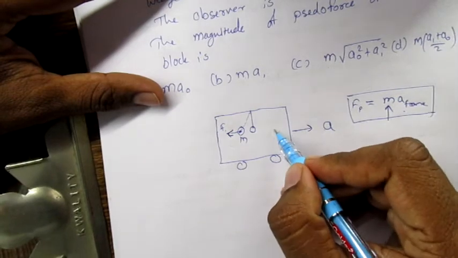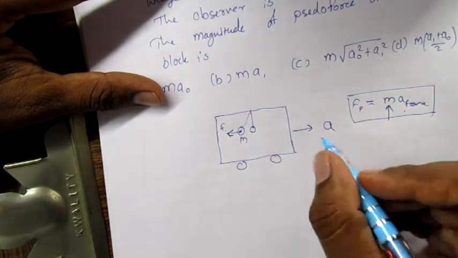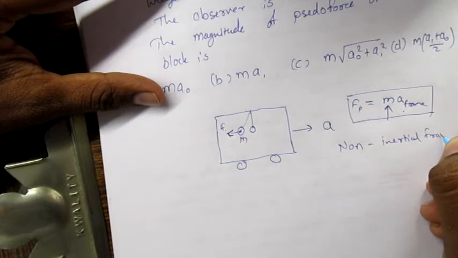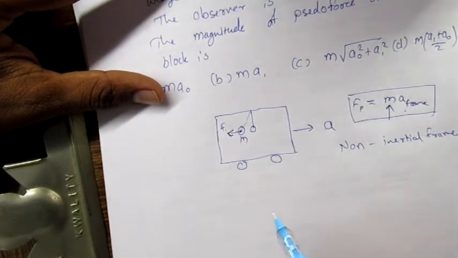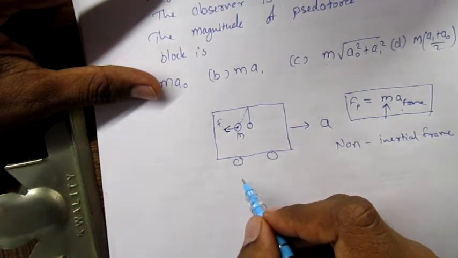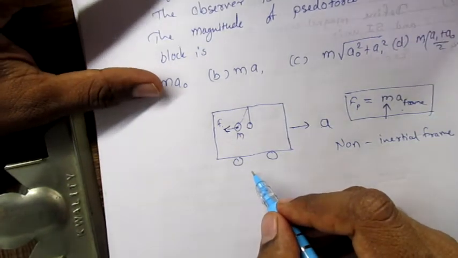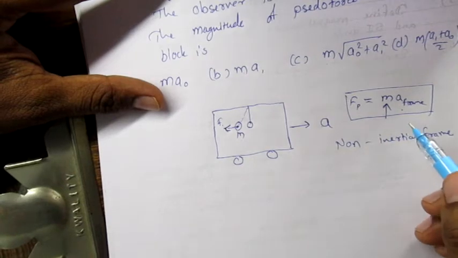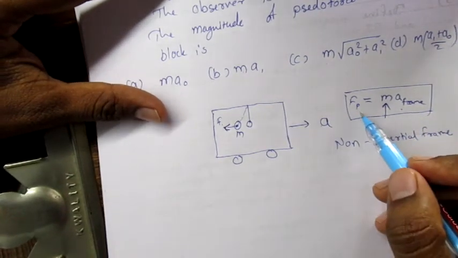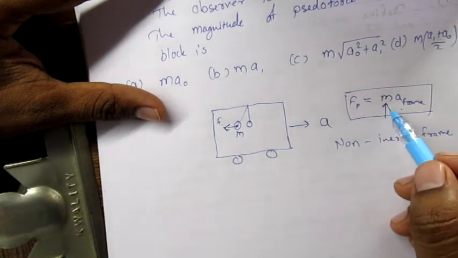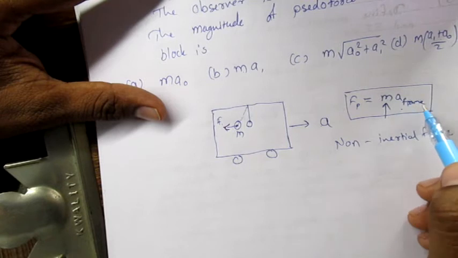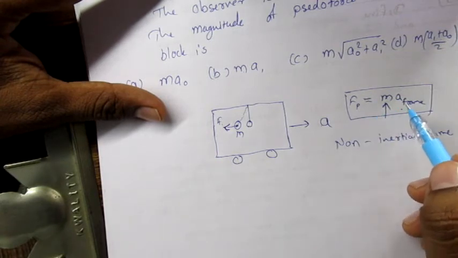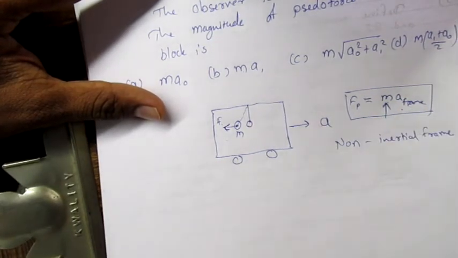So when objects or observers are in a non-inertial frame of reference, the objects experience pseudo force. For example, if you are sitting in a bus and suddenly the bus driver applies brake and we tend to move forward, this is due to the pseudo force acting on us. Fine. So that pseudo force in that case, when we are in the bus, is equal to the retardation of the bus, which is acceleration of the frame of reference, into our mass. So the force acting on us at that time will be our mass into the acceleration of the bus.